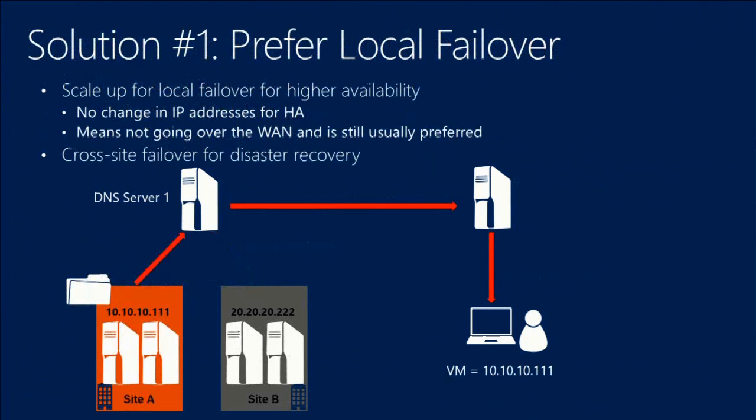So it's not exactly a solution per se, but we recommend to scale up. Basically, to have more than one node in each data center, so that the cluster can fail over locally first, and so your 10.10 IP address remains up and running, and the client connectivity is not affected. That's something, a minimum, and you can use preferred owners as the property to control this local failover behavior.